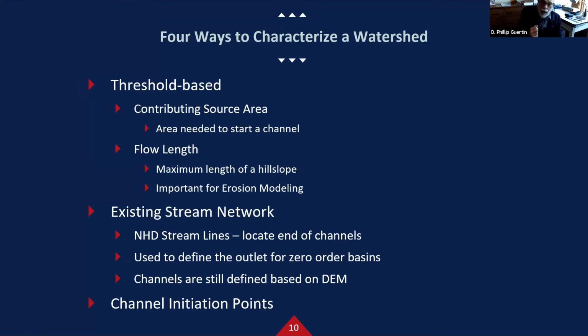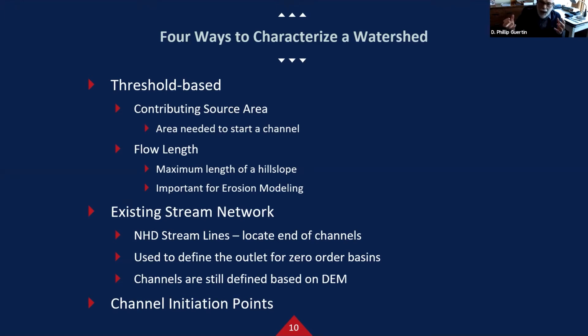Flow length is where we actually determine what the maximum length of the hill slope can be. This is really important for erosion modeling. You don't want your hill slope to be 2 kilometers long. That doesn't make sense from a hill slope erosion model point of view. So we may want to maintain the hill slope to be less than or equal to 100 meters. That would be an example.